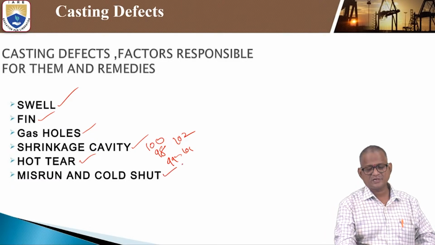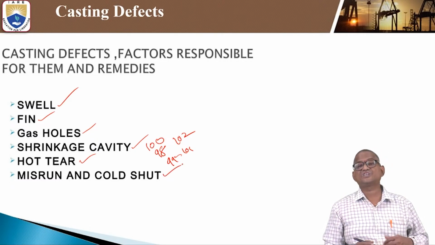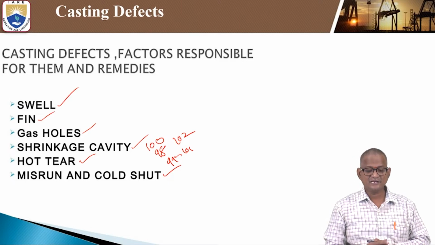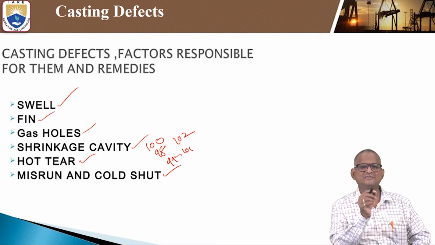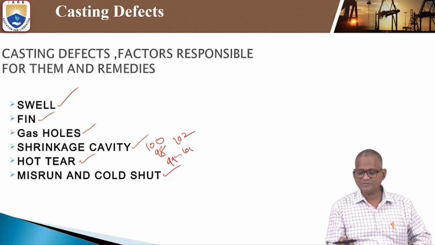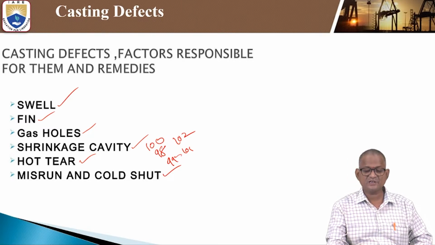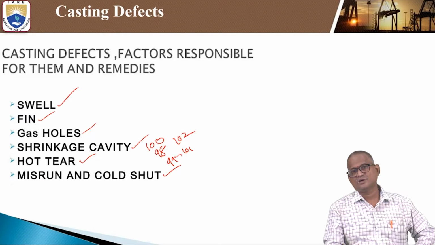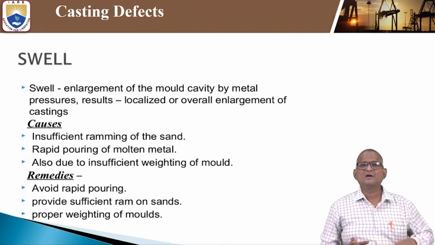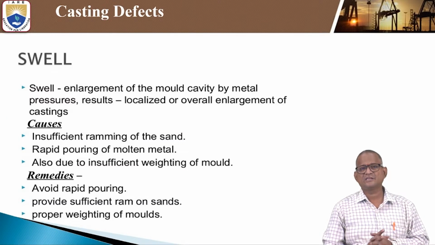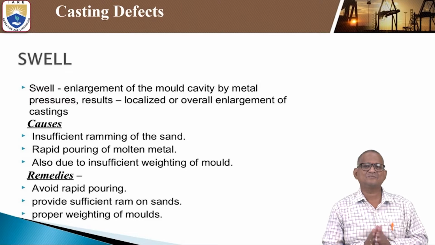And last but not least, misrun and cold shut. These are other interesting defects. Misrun gives some extra surface in this component, and in cold shut, if there is overcooling of the molten metal, a cold shut defect can be obtained. Now let us discuss one by one how they can occur and what the remedies are.